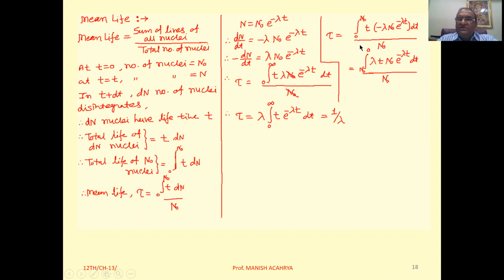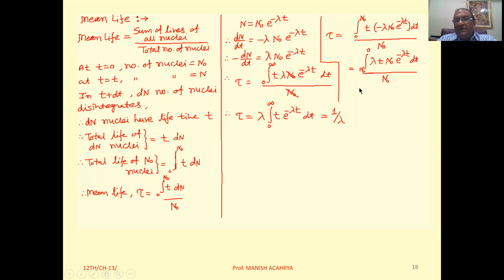Now in integration, when you change the limit, the sign will be changed. So the limit 0 to N0 is changed from N0 to 0, lambda t N0 e raised to minus lambda t dt.